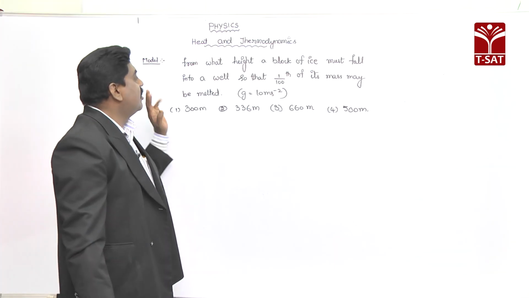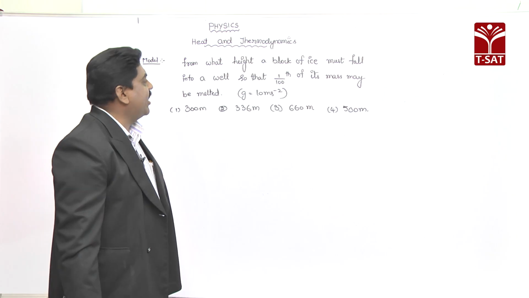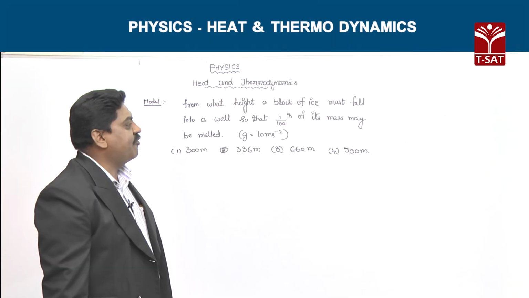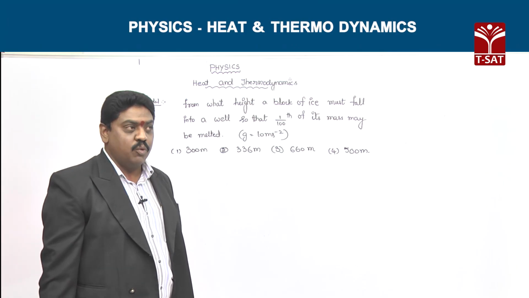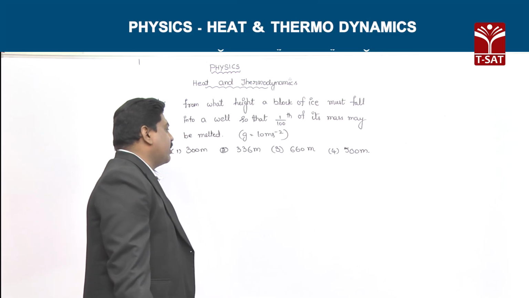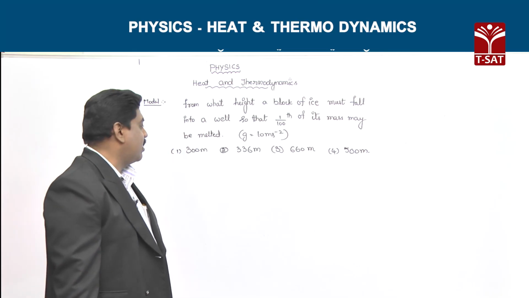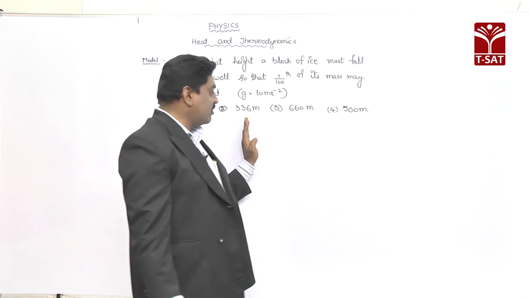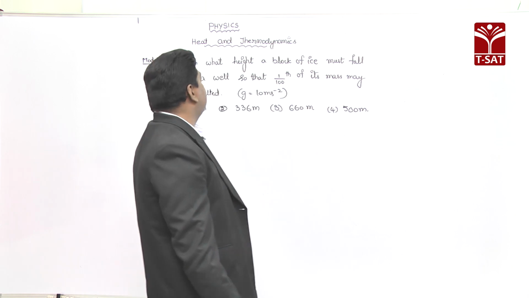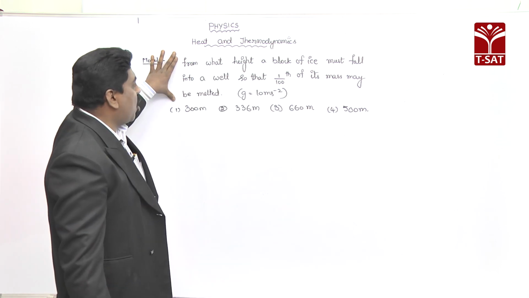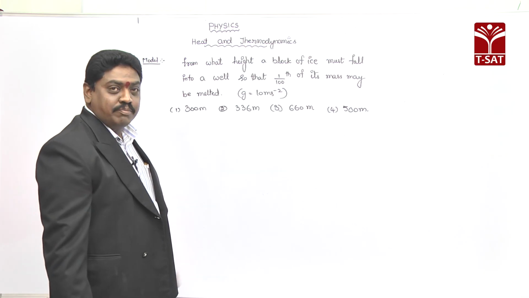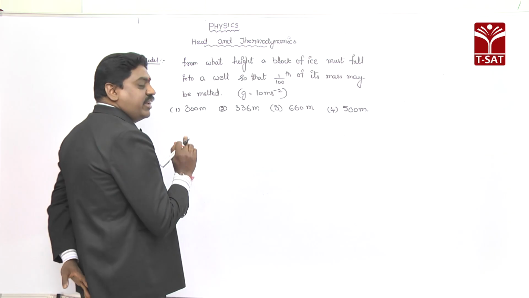From what height must a block of ice fall into a well so that 1/100th of its mass may be melted? We are given g is equal to 10 meter per second square. And the options we are given are 300 meters, 336 meters, 660 meters and 500 meters. Now, in the problem, we are not given the block of ice's mass. So, we imagine it as M.